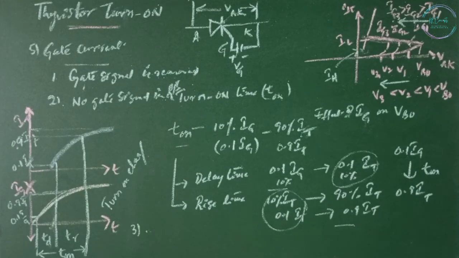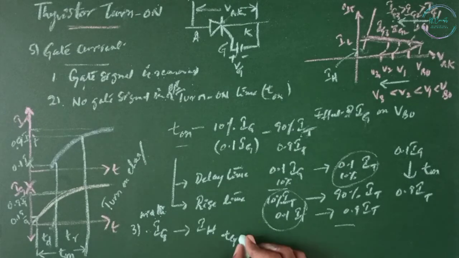Third point is the width of the gate pulse Ig must be longer than the time required for the anode current to rise to the holding current value IH. In practice, the pulse width of Ig is normally more than the turn-on time of the thyristor.